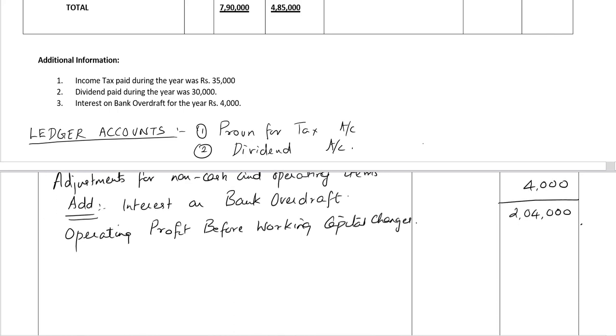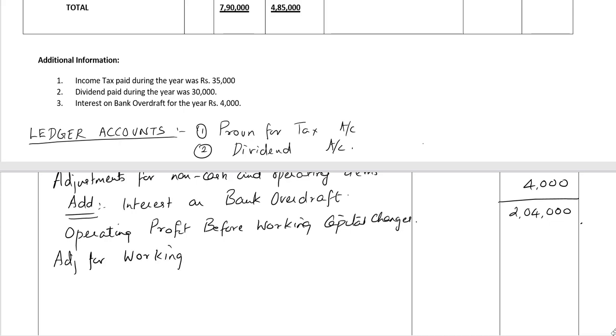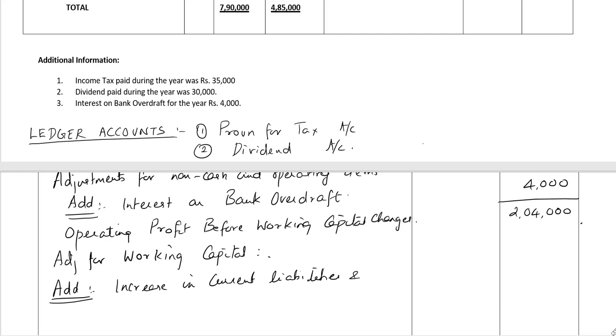Next, we will go ahead and make adjustments for working capital. We need to add the increase in current liabilities and the decrease in current assets.